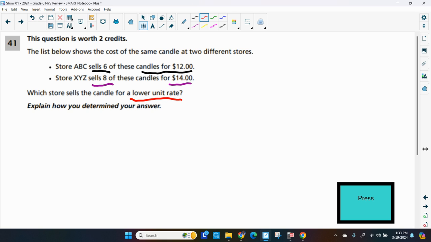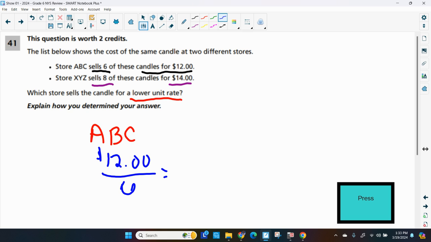Oh, unit rate. I remember the unit rate. That's the cost of one of those items. So I'll explain how you determine your answer. Okay. So I'm going to take a look at first store ABC. That was $12, and you're getting 6. That means if I divide the $12 by 6, that'll give me $2 for one candle.